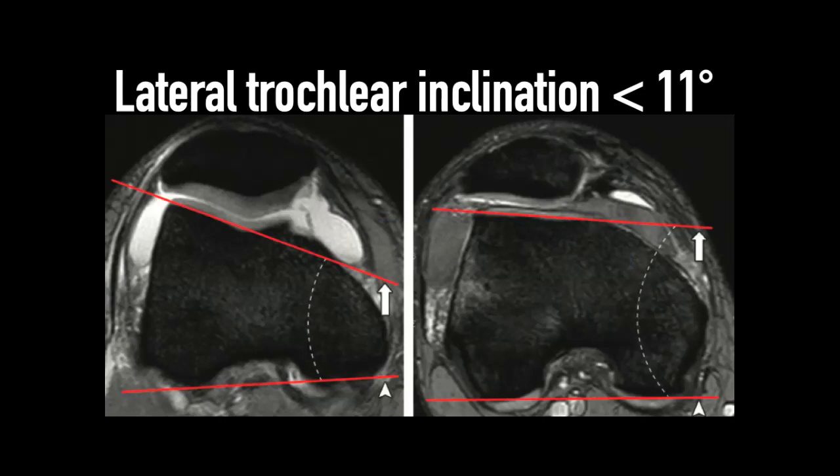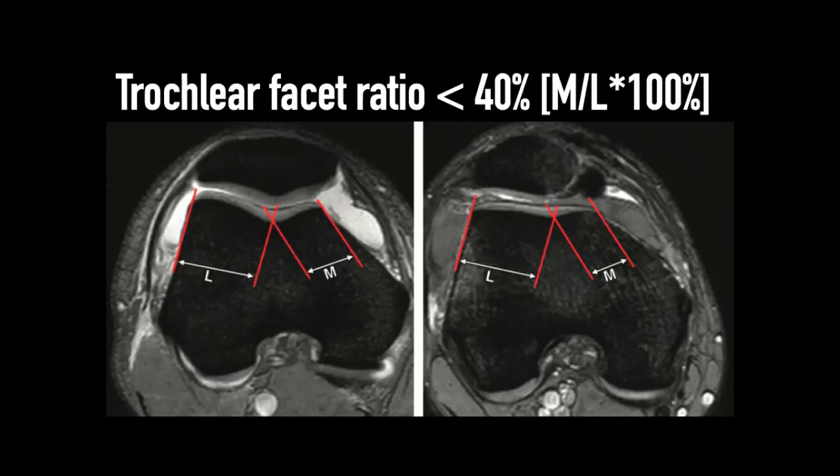If this angle is more than 11 degrees, like, the first picture is of a normal trochlea, and the second picture is that of trochlear dysplasia. If this is more than 11 degrees, then that is also a sign of trochlear dysplasia. This is again the trochlear facet ratio. As I have already mentioned, the lateral facet of the trochlea is always larger than the medial facet.